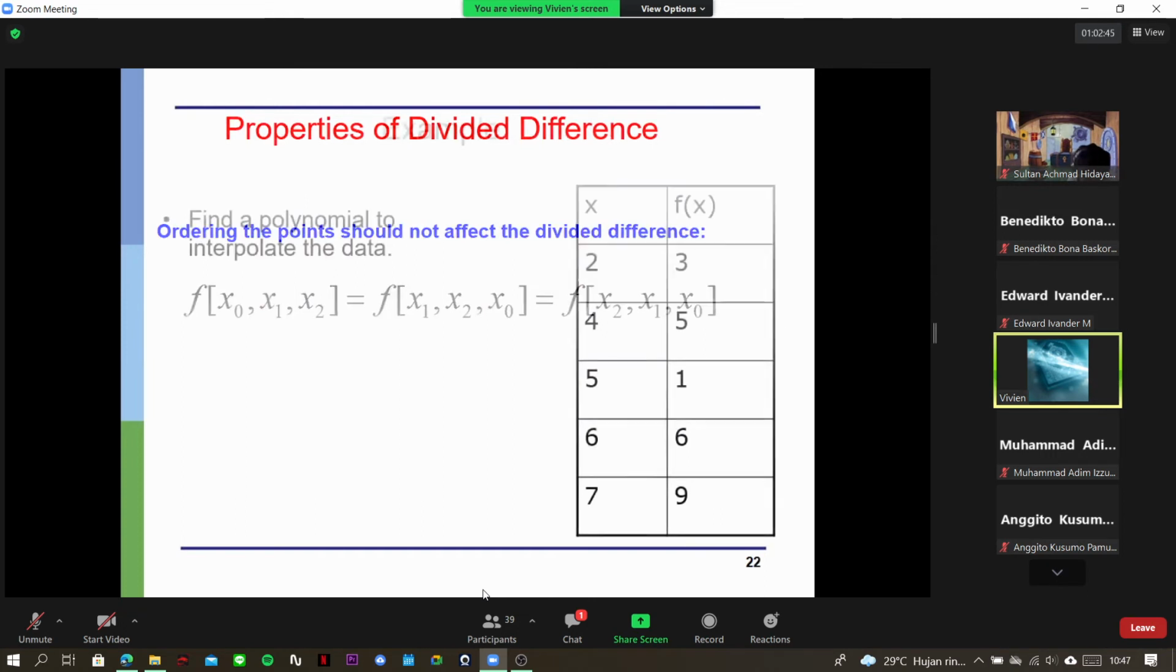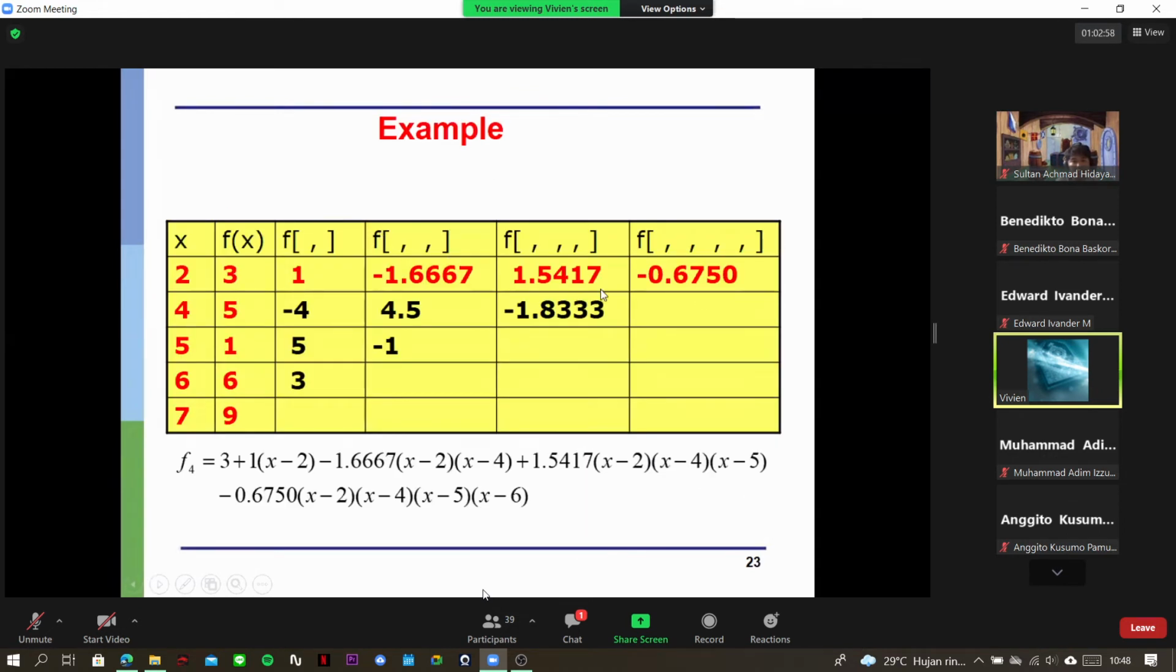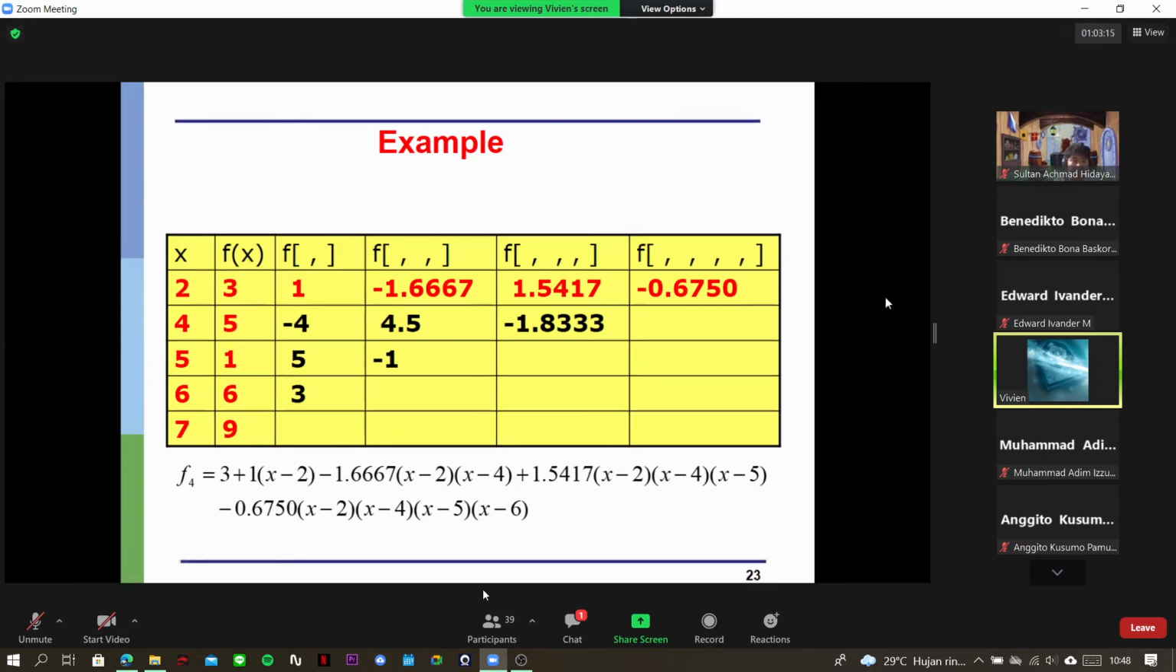Here we have an example of, say, 5 points: 1, 2, 3, 4, 5, and we have the corresponding value for the data. We can calculate up to, because we have 5 points, the highest will be 4th order. So later we will construct this one, and we have x to the power of 4 as the highest order for the approximation, for the interpolated value.